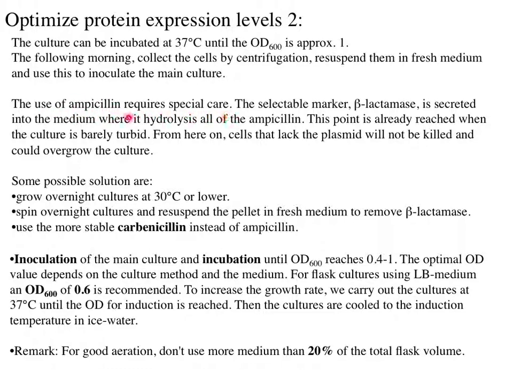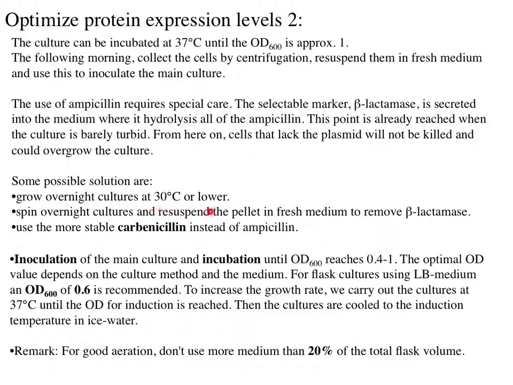If you're using ampicillin for the beta-lactamase gene within the plasmid or your recombinant DNA, the selectable marker beta-lactamase is secreted into the medium where it hydrolyzes all the ampicillin. This point is already reached when the culture is barely turbid. So from here on, cells that lack the plasmid will not be killed and could overgrow the culture, so you need to be careful. Here are some possible solutions.